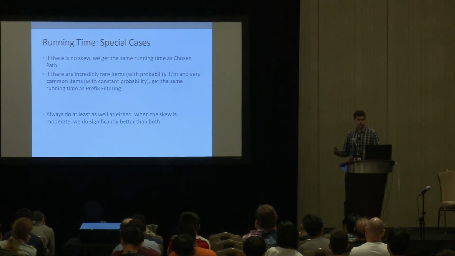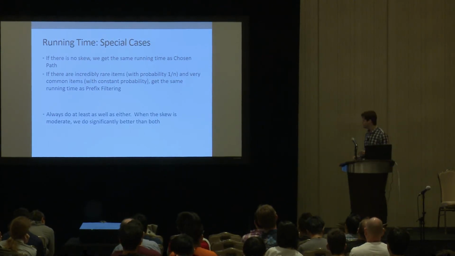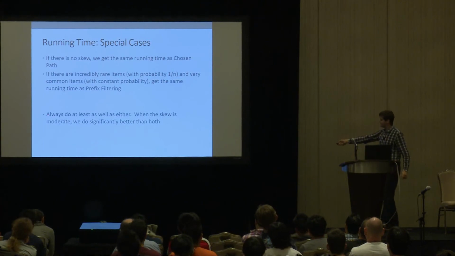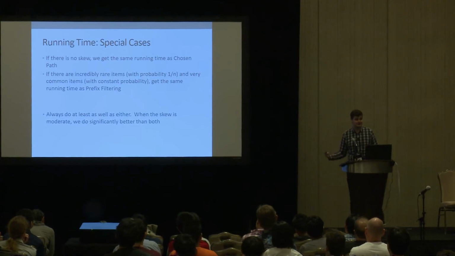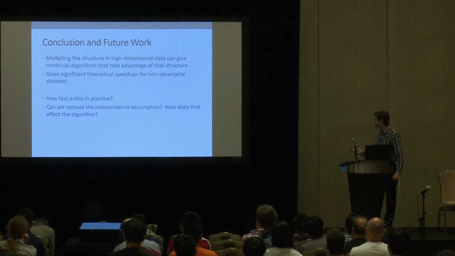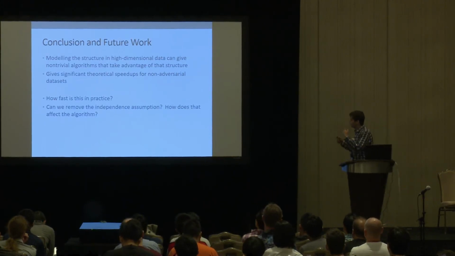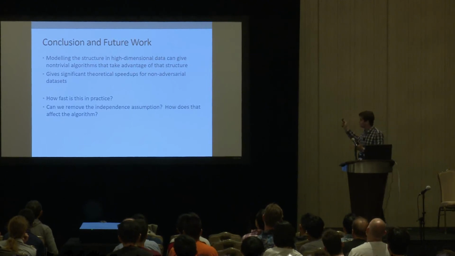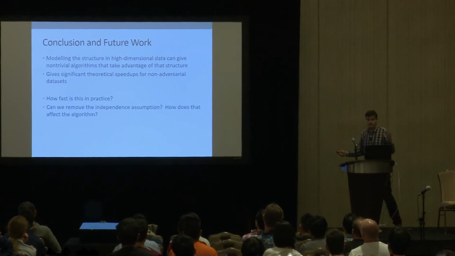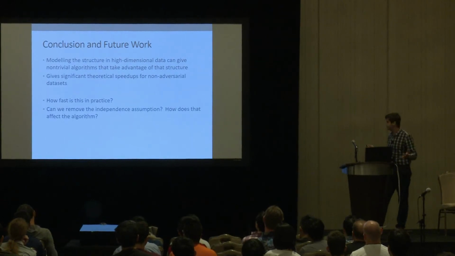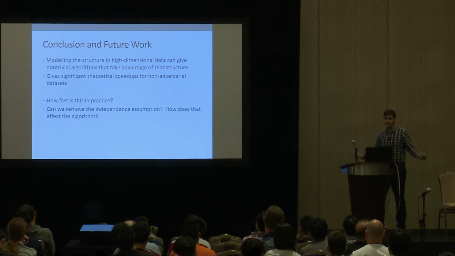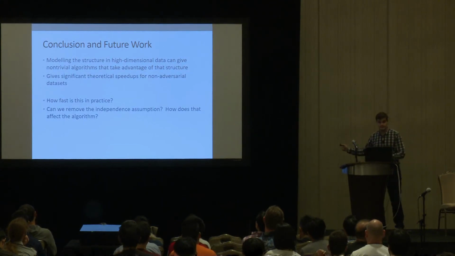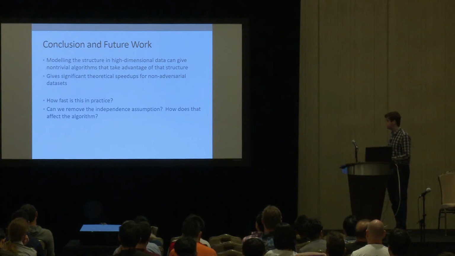And as I said before, we want an even trade-off. We want to do well in between. We're going to always do at least as well as either. And when the skew is moderate, we're actually going to do significantly better than both. So the conclusion to take away from this is that modeling the structure in high-dimensional data can give you non-trivial algorithms that take advantage of this structure. And it gives significant theoretical speedups for non-adversarial data sets. In this case, random data sets with a lot of skew.